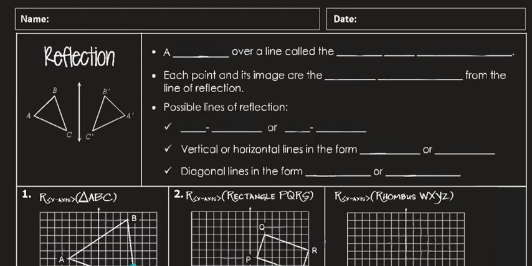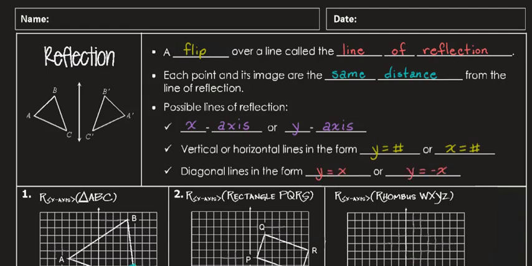A reflection is a flip over a line called the line of reflection. Each point and its image are the same distance from the line of reflection. Possible lines of reflection are the x-axis, the y-axis, vertical or horizontal lines in the form of y equals a number or x equals a number, and diagonal lines in the form of y equals x or y equals negative x.